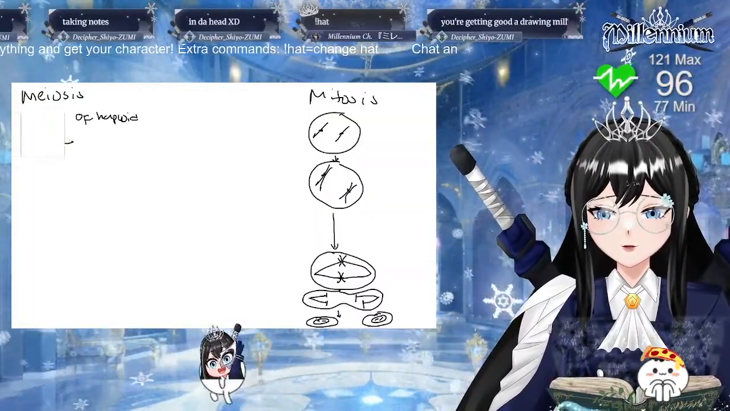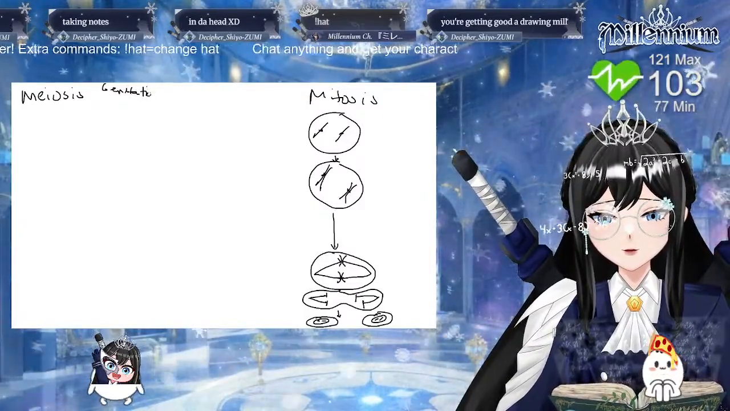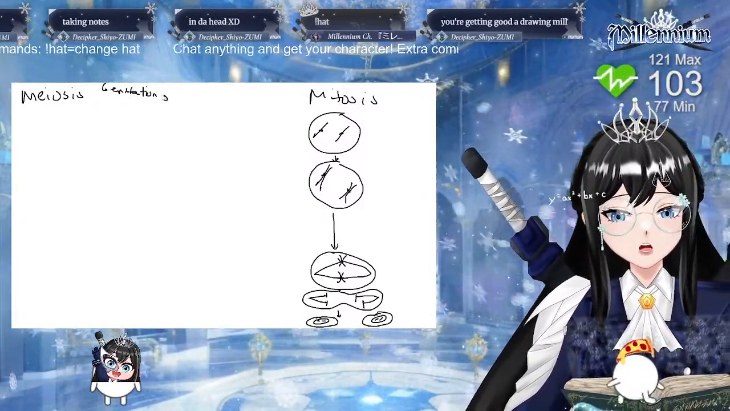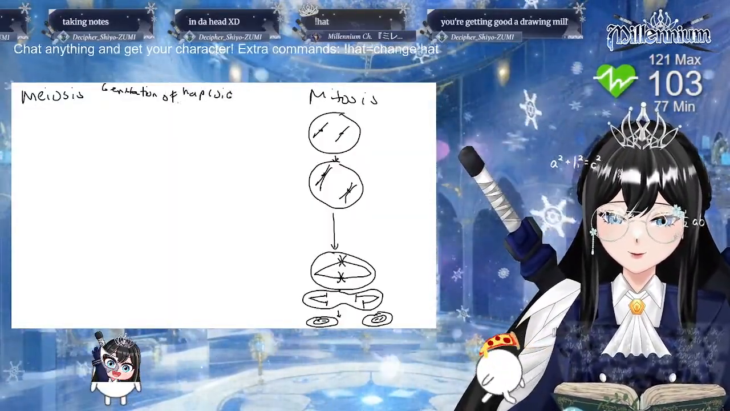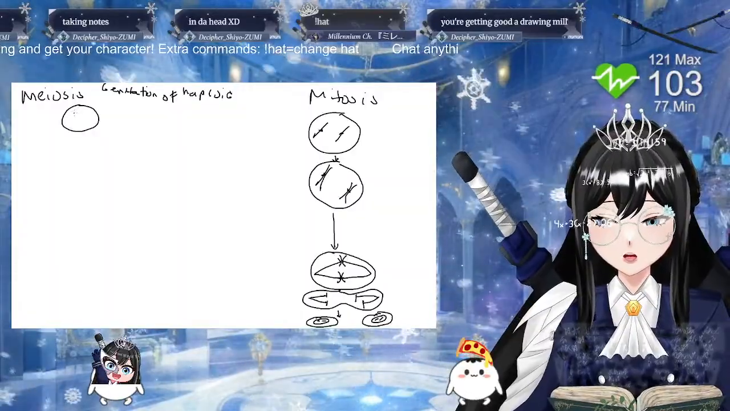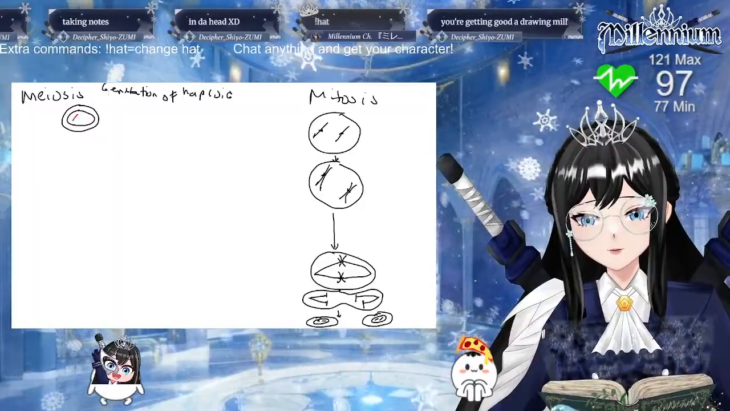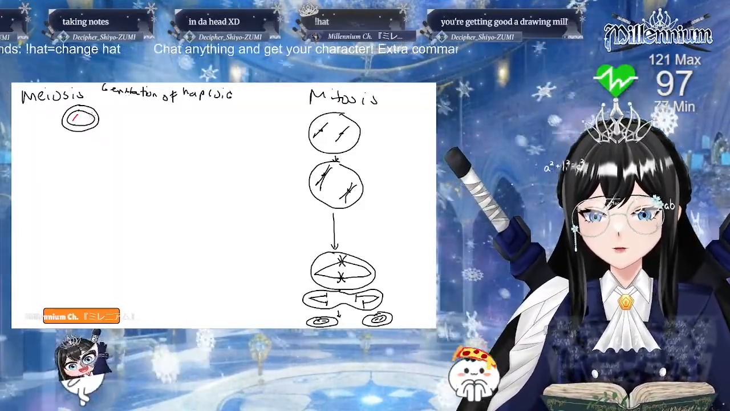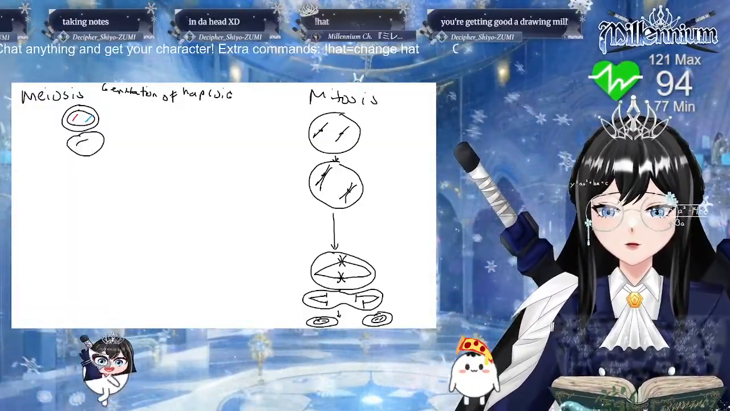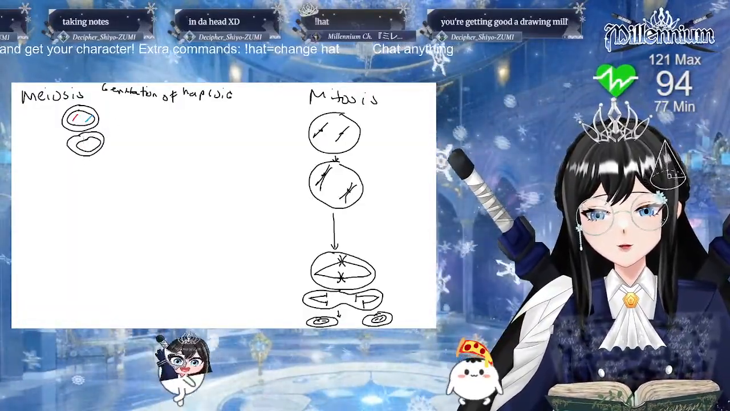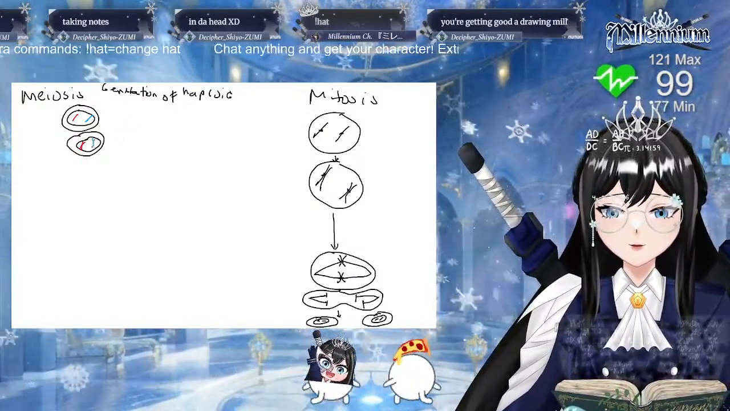This is generation of haploids. Generation of haploid. Circle. We start with, okay, I'm gonna make this red and blue. And then 2n times 2. So now this red is 2, and then blue would be 2 as well.